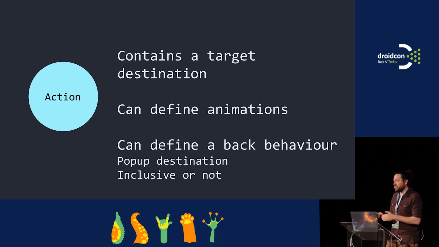I don't have time to explain the animations and how to use them, but it's pretty simple. And you can also define into this action the back behavior. So what's happening when the user clicks back? Do I have to go back to the previous screen? Or do I have to skip this screen and some others and go somewhere else in my graph?